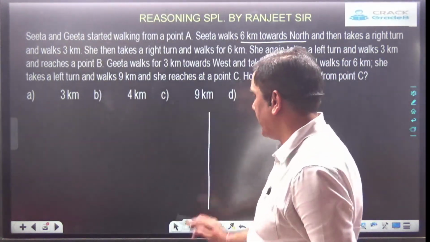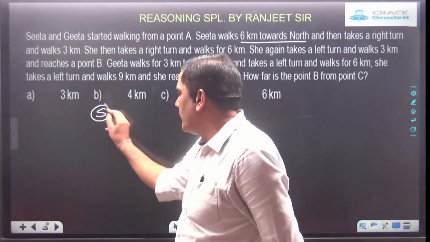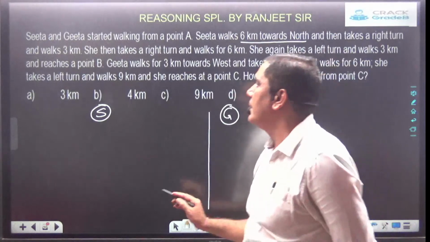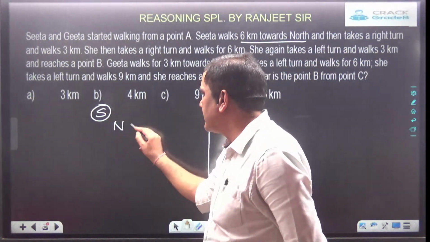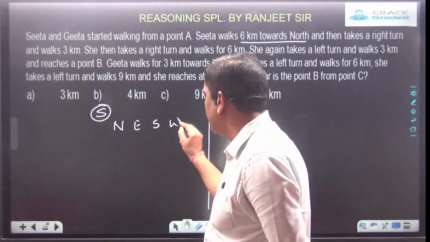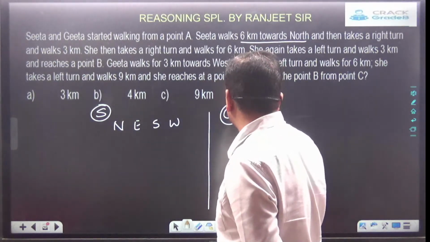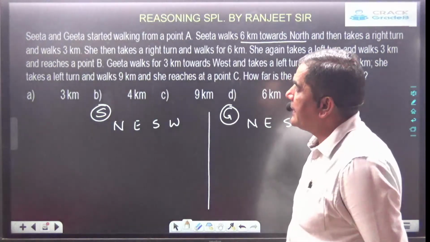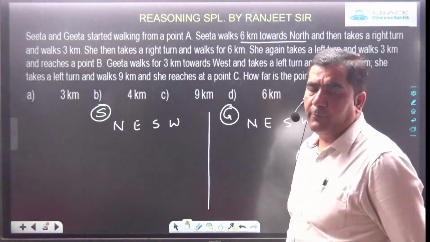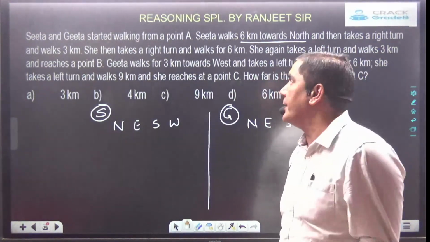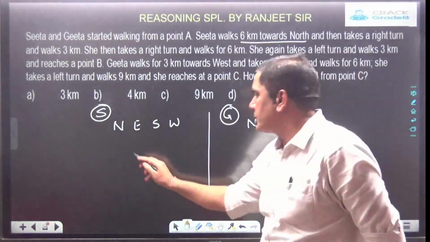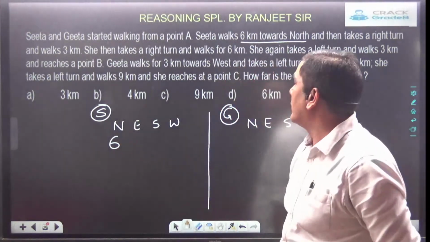Okay, let's go for it. One chart I am going to plot for Sita and one for Geeta. Let's make it NESW. Start. Sita and Geeta start walking from point A. Both are moving from the same point. Say Sita walks 6 kilometers towards north.